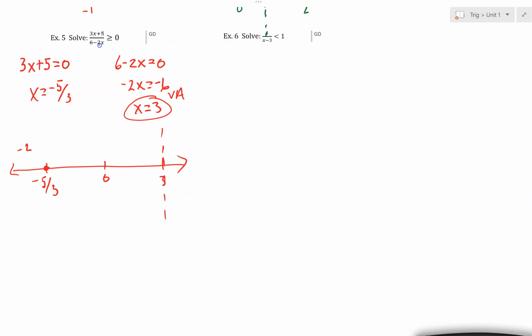And then at the bottom, if I put in negative 2, I'm going to get 10. So this is negative 1/10. It's supposed to be greater than or equal to 0. That is not true. So this area is false.